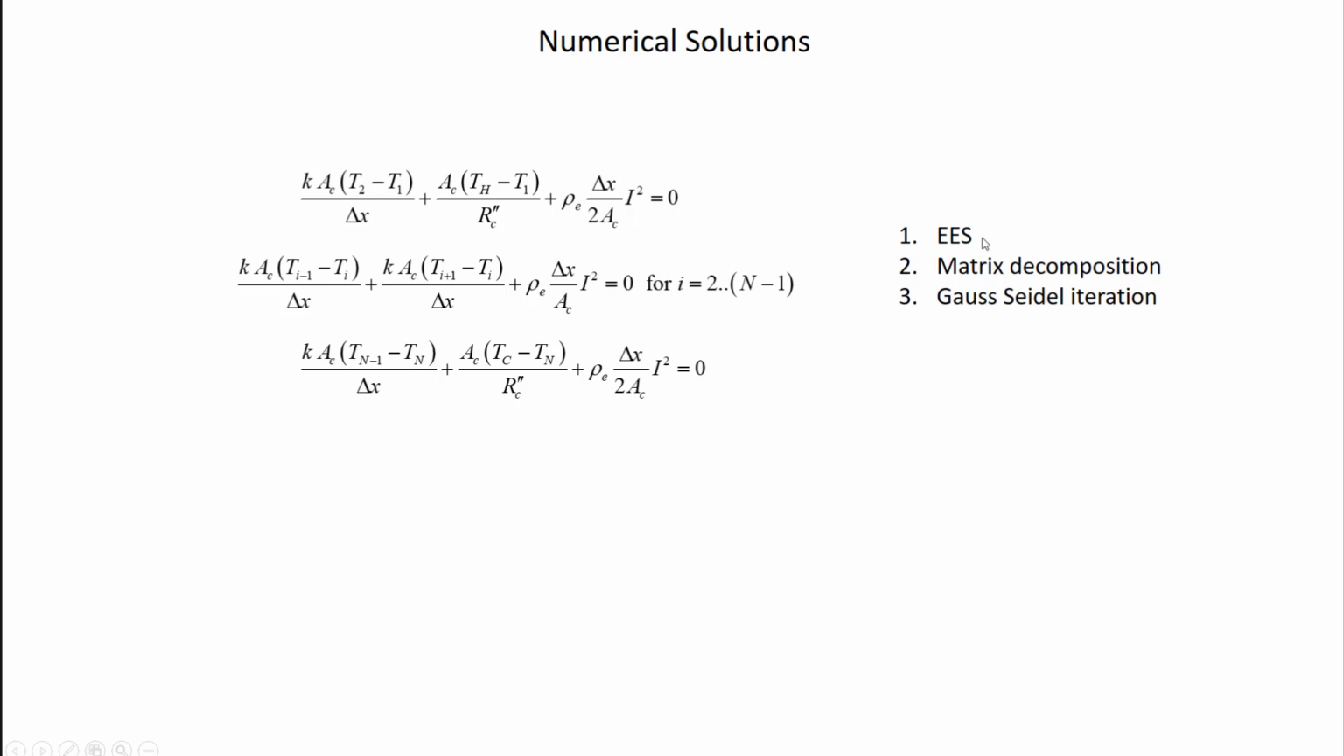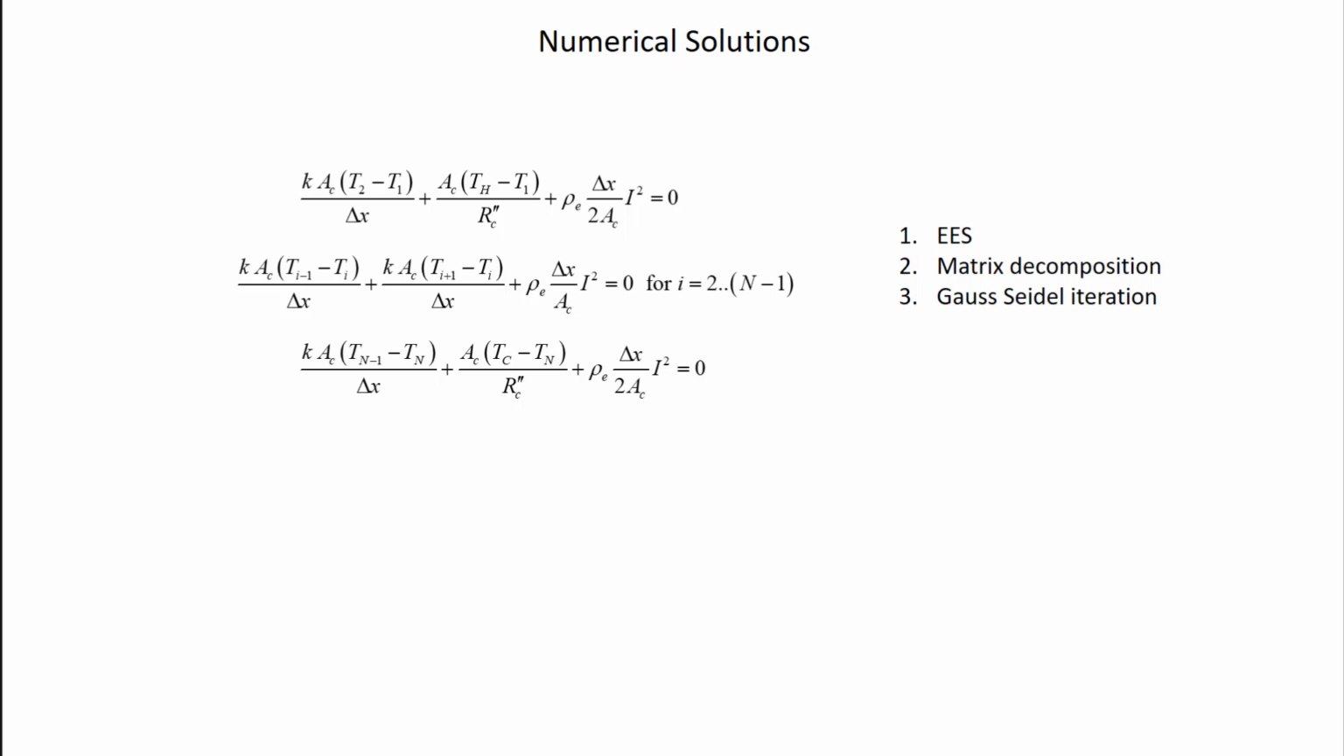One is just throw them into EES. EES solves equations. It's its job, so it does it pretty painlessly for you. Two is matrix decomposition. One thing you're going to find about EES is it's really not a program that is meant to solve huge systems of algebraic equations, right? It's not a numerical tool. Programs like MATLAB or compiled languages that are really fast are the place to go if you want to solve huge systems of algebraic equations.